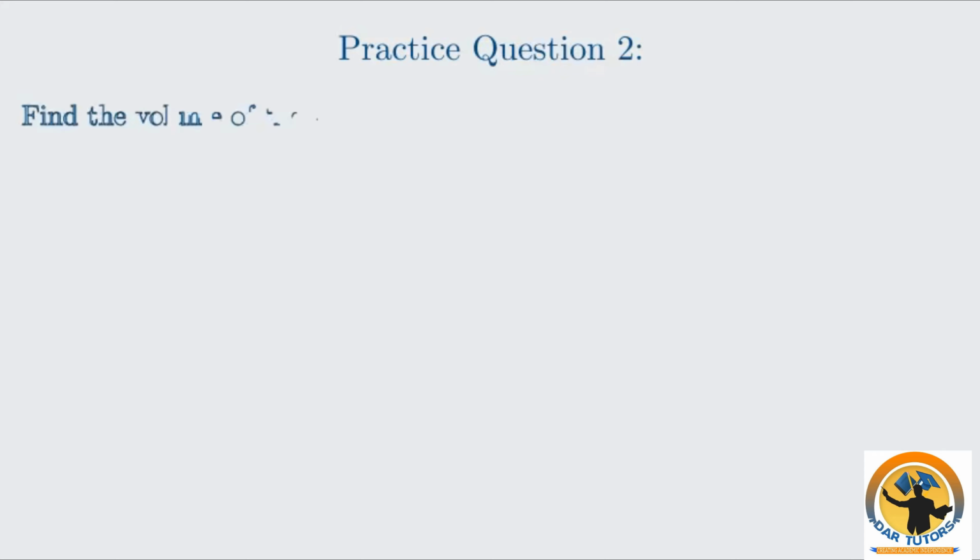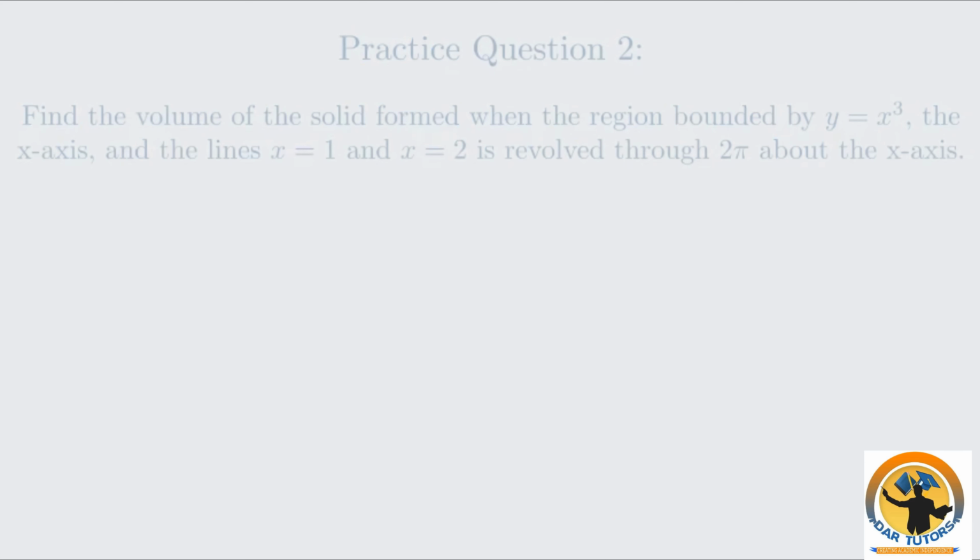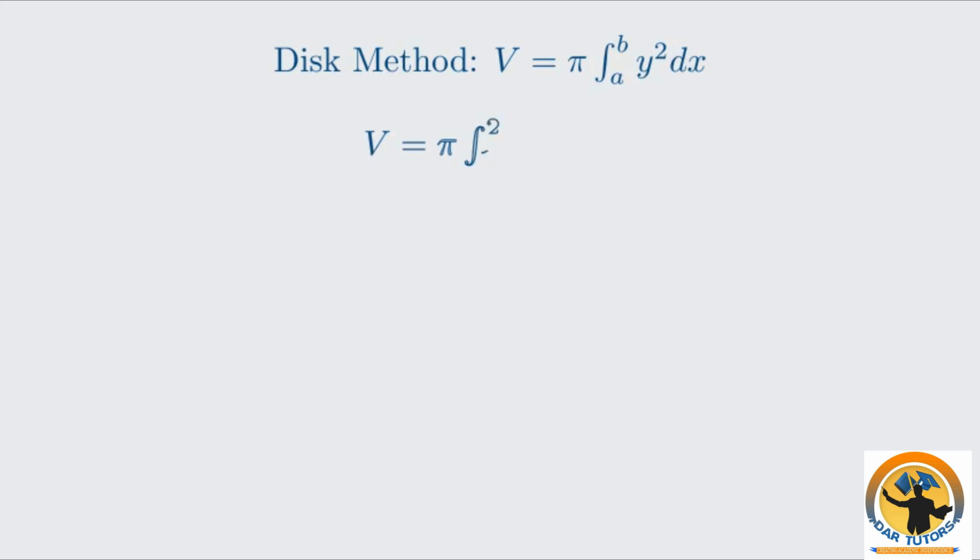Here is the second practice question. Pause the video and try to solve this one yourself. Let's go through the solution. We are revolving a region bounded by a single curve and the x-axis about the x-axis. This is a classic disk method problem. The formula for the disk method about the x-axis is V equals pi times the integral from a to b of y squared dx. Our function is y equals x cubed, and our bounds are x equals 1 and x equals 2.